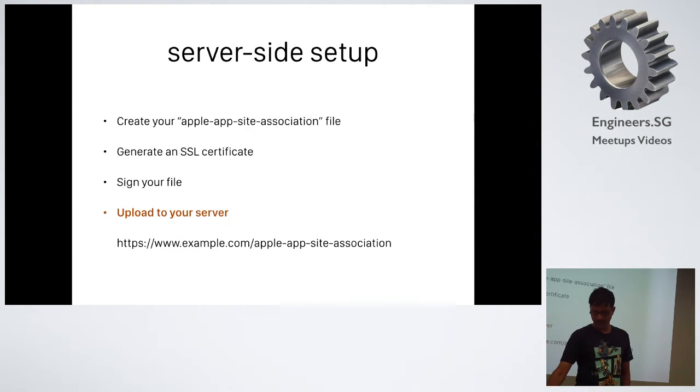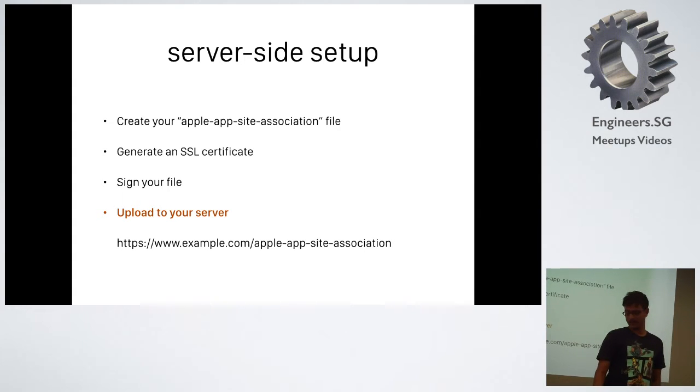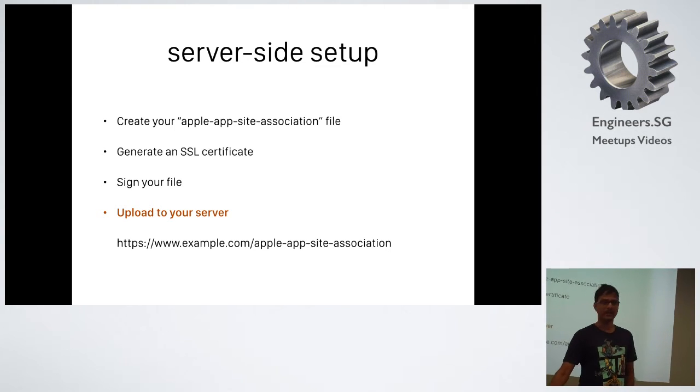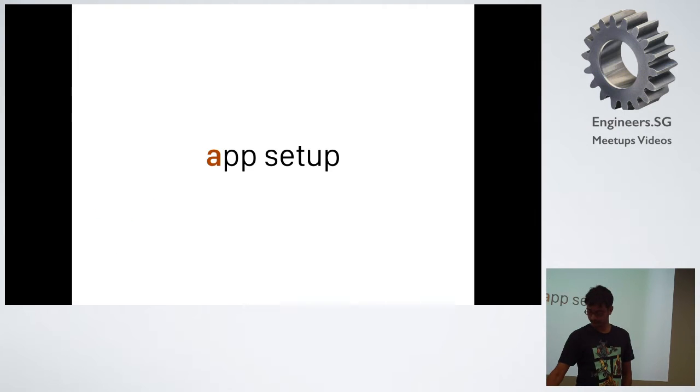Then you have the cert keys that you need to use to sign it. Now the good thing is that you do not need this step if you are targeting only iOS 9. So if you're only targeting iOS 9, you can upload the unsigned file directly to your server. But if you need backward compatibility, like iOS 8, and I don't think it supports iOS 7, but I'm not too sure, you need to use the SSL cert to sign. Then you just upload it to the root of your domain, and it needs to be HTTPS.